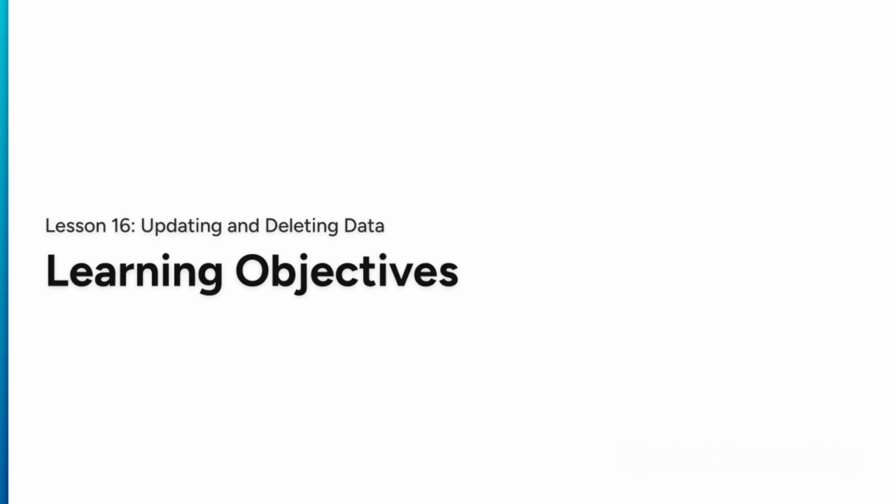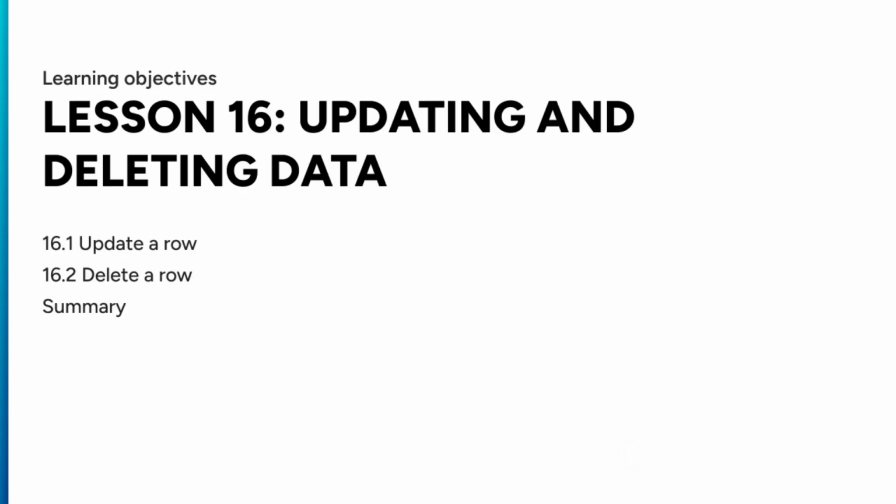Lesson 16, Updating and Deleting Data, teaches just that, how to update and delete table rows. We look at both the update and delete statements, talk about how easy these are to use and how easy they are to mistakenly use. And we look at some best practices designed to prevent accidental data changes or deletion.